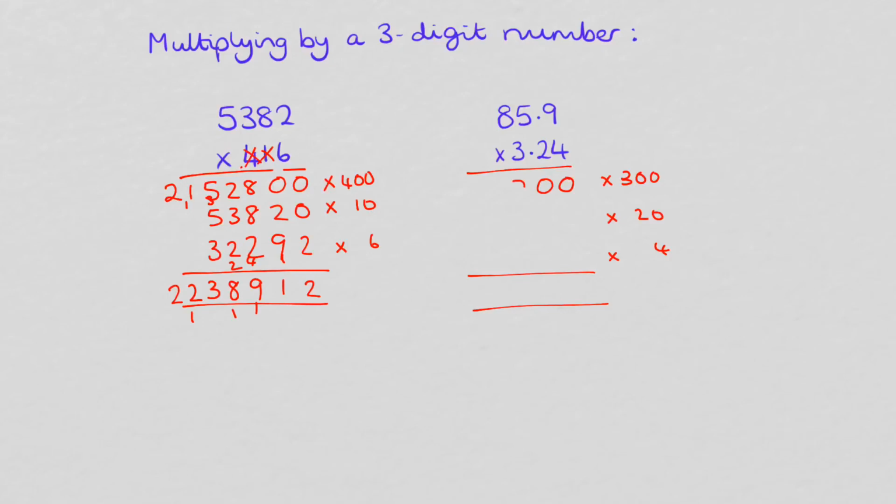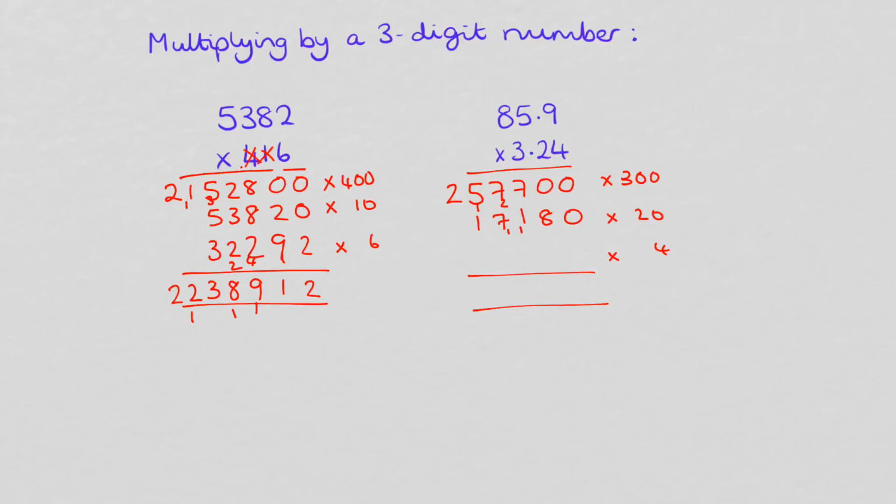So 9 3s are 27. 5 3s are 15. Add the 2, makes 17. 8 3s are 24. Add the 1, makes 25. The next row is times 20. So we're going to need 1 0 and we're multiplying by the 2 this time. So ignore the 3 and the 4. So 9 2s are 18. 5 2s are 10. Add the 1, makes 11. 8 2s are 16. Add the 1, makes 17.